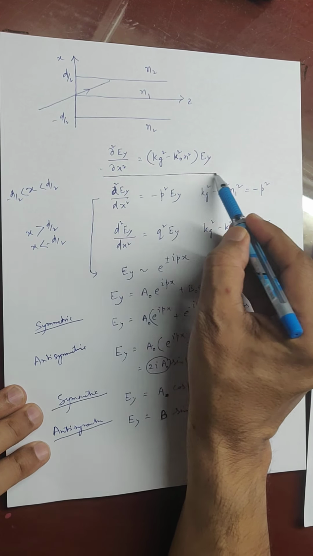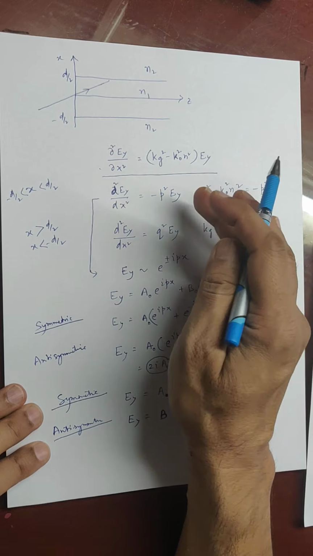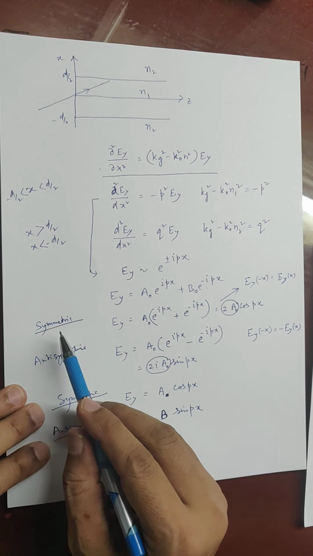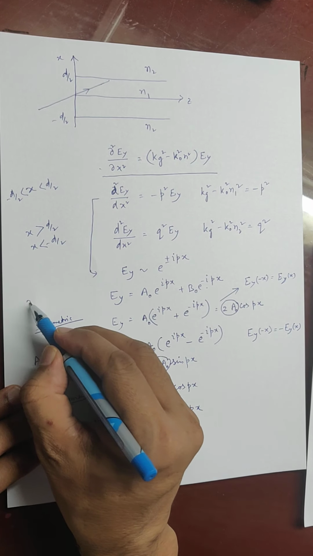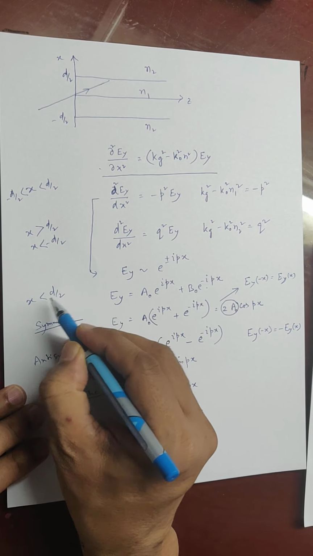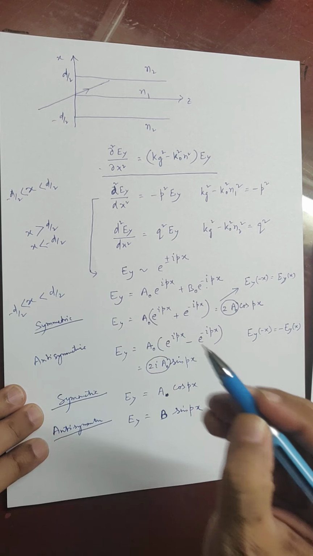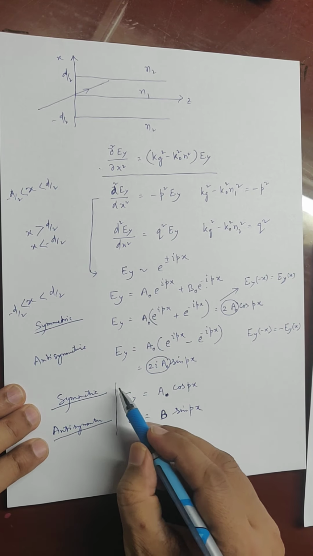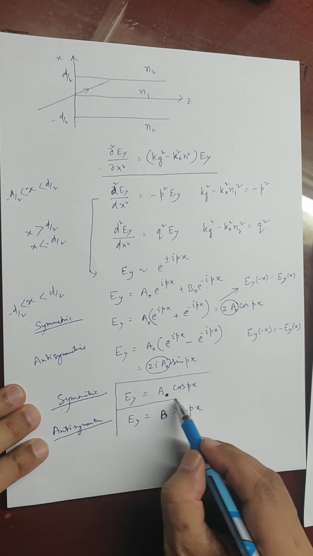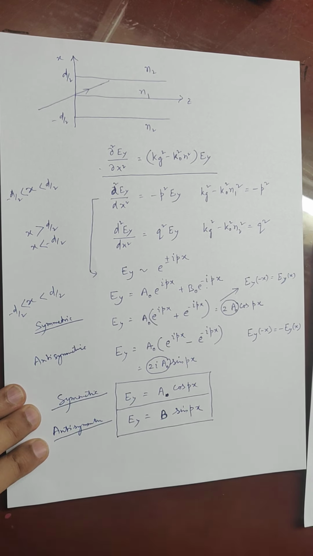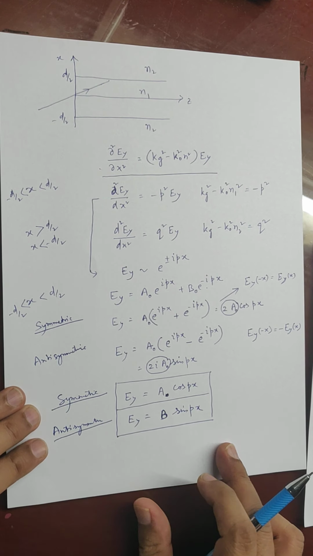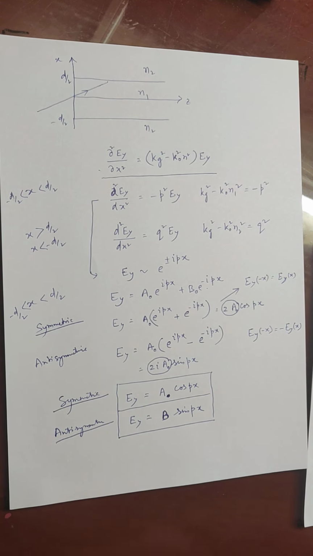Okay, so this equation had two kinds of solutions, symmetric and antisymmetric, and we saw that in the region when x is between d by 2 and minus d by 2, the solution would be, if it is symmetric, of this kind, a cos px. If it is antisymmetric, it would be of the kind b sine px.